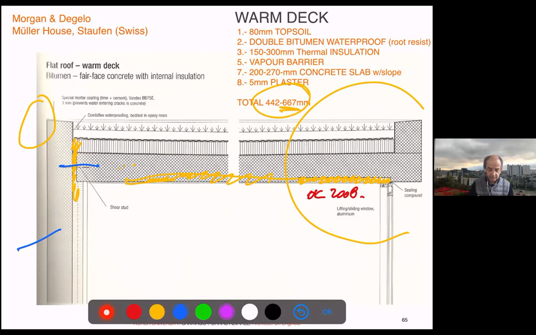And this border is solved by using paint, right? Coating, a kind of mortar, waterproof mortar. So the whole water will go inside to the roof, but in the exterior you will see almost nothing.